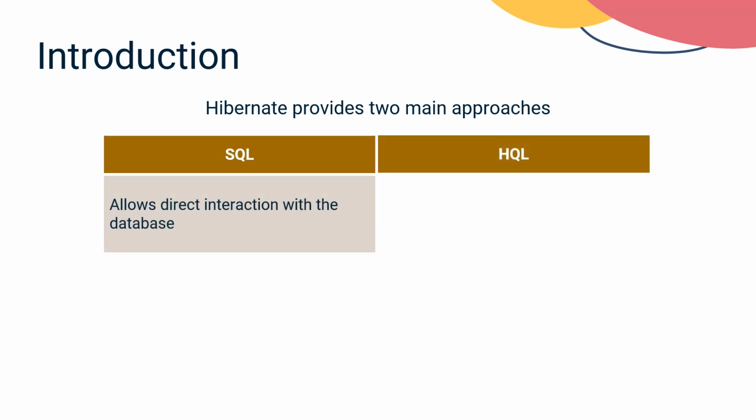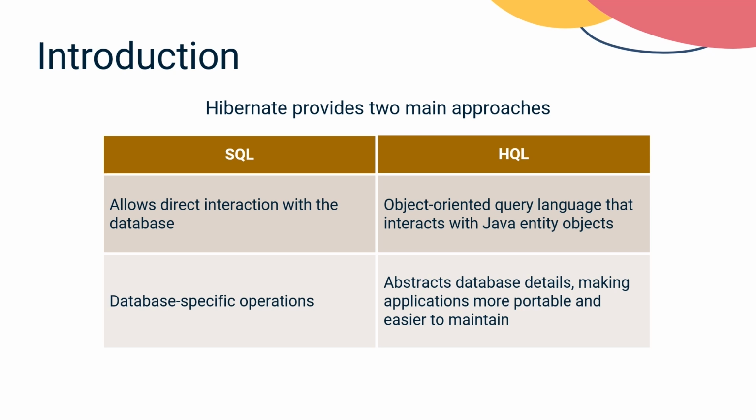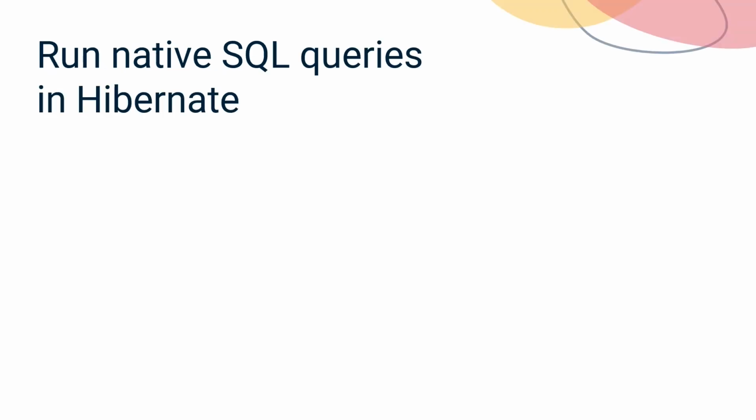SQL allows direct interaction with the database using standard SQL queries. HQL is an object-oriented query language that interacts with Java Entity Objects instead of raw database tables. SQL allows database-specific operations, while HQL abstracts database details, making applications more portable and easier to maintain. Developers may need to run native SQL queries in some cases to improve performance or perform complex database operations that are not easily expressed in HQL.